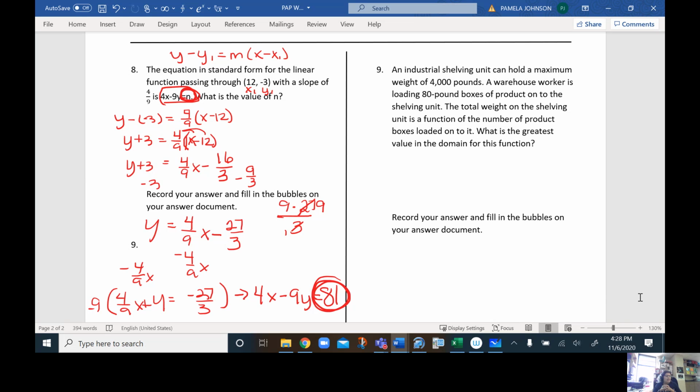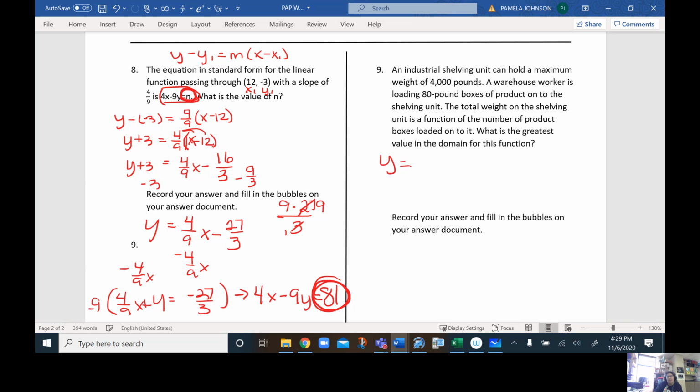Okay. An industrial shelving unit can hold a maximum weight of 4,000 pounds. A warehouse worker is loading 80-pound boxes of product onto the shelving unit, and the total weight on the shelving unit is a function of the number of product boxes loaded on it. What is the greatest value in the domain for this function? This is a direct variation equation, but they've given you the K.